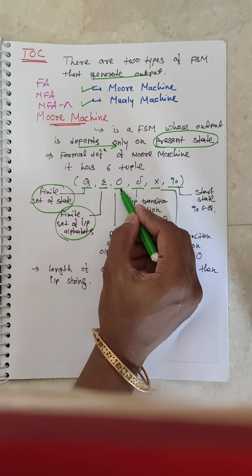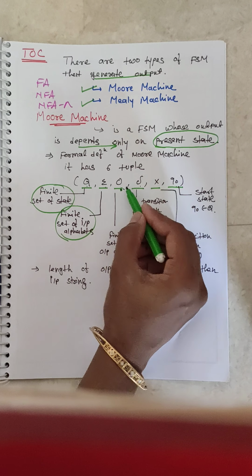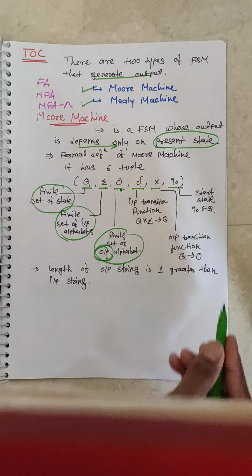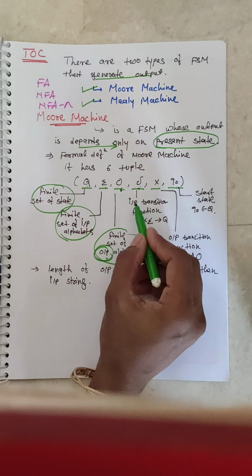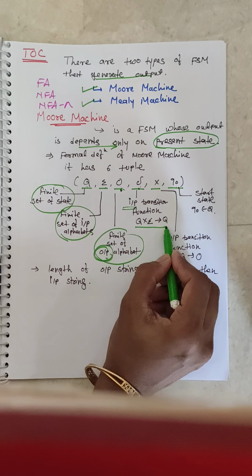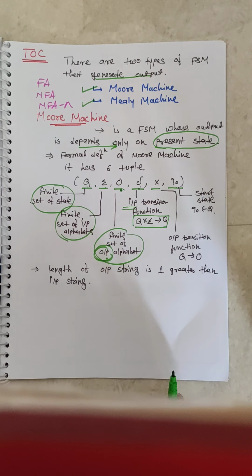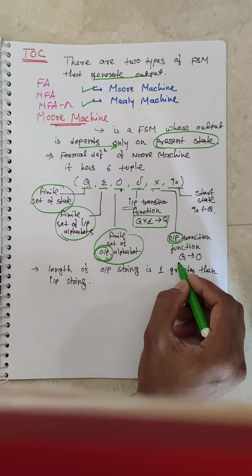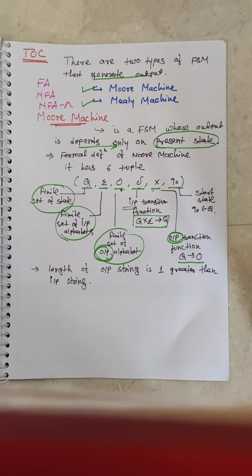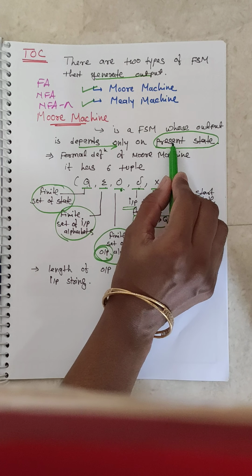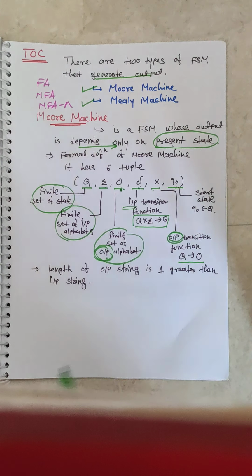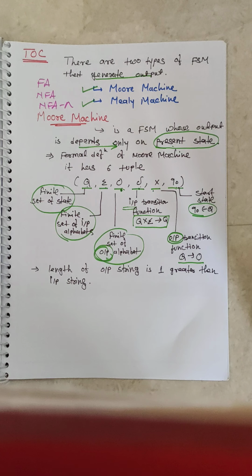Q is a finite set of states, sigma is the input alphabet. Now O is a new thing that generates the output. So O is nothing but a finite set of output alphabet. Delta is the transition function, which is the input transition function, Q cross sigma to Q. X is nothing but the output transition, Q to O, as it depends only on the present state. And Q0 is the initial state, one of the set of states, so we write that Q0 belongs to Q.